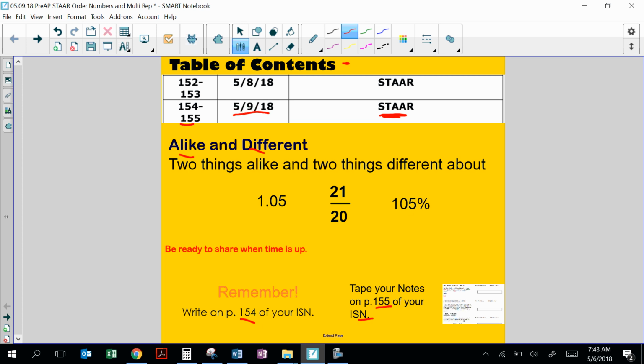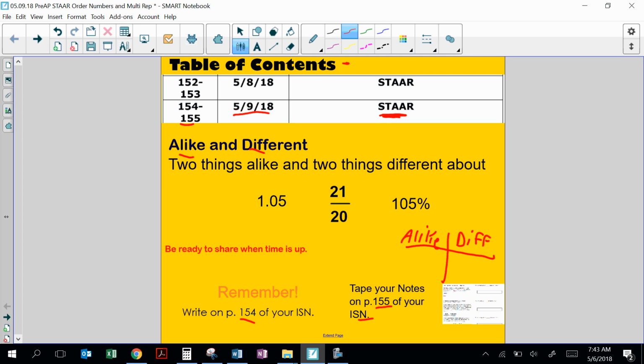So in your notebook, some students make a chart that says alike and different. They make a little T-chart, and then they write down the differences or the similarities between these numbers. So please pause at this time. Students, write this on page 154.